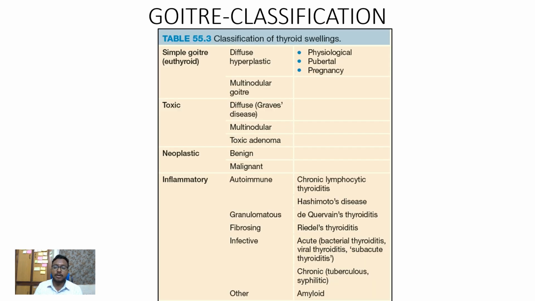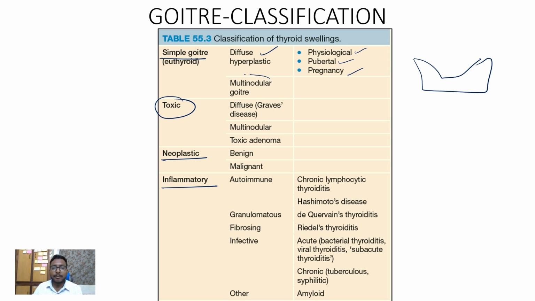Now coming to the next one. Here they'll ask a little bit about goiter classification. What are the different types of thyroid swellings you can have? You can remember: simple goiter, toxic goiter, neoplastic, and inflammatory. In simple goiter, the entire thyroid gland is enlarged, that is diffuse hyperplastic. The other variants are physiological goiter, pubertal goiter, and pregnancy. Another form of simple goiter can be multinodular goiter.